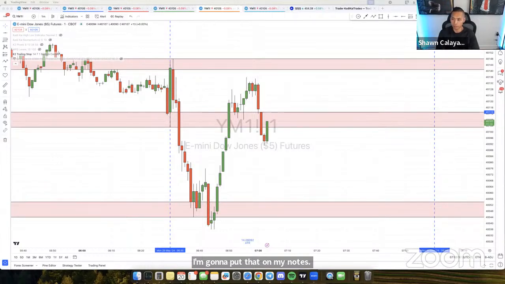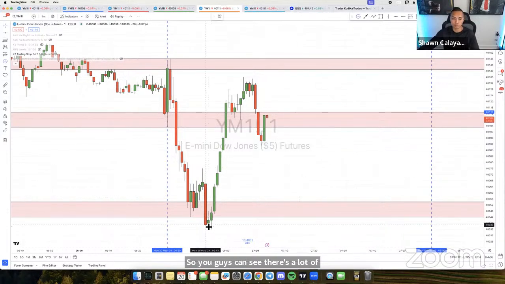I'm going to put fake out in upper range. Back to lower range. So you guys can see there's a lot of fake outs coming up, and this is something to pay attention to because let me just show you guys again. So this was a fake out right here.